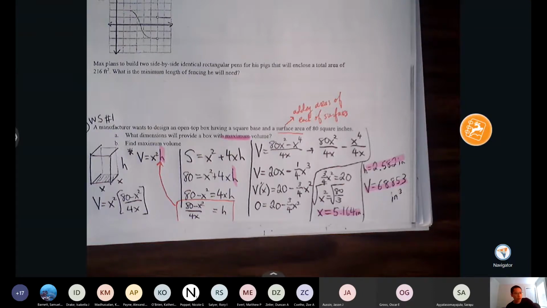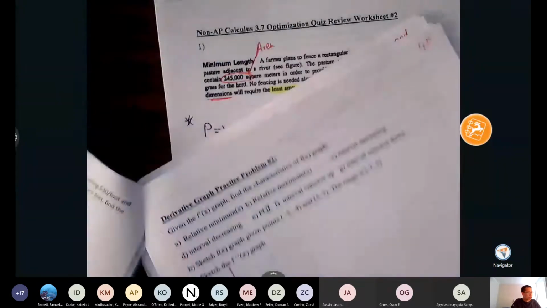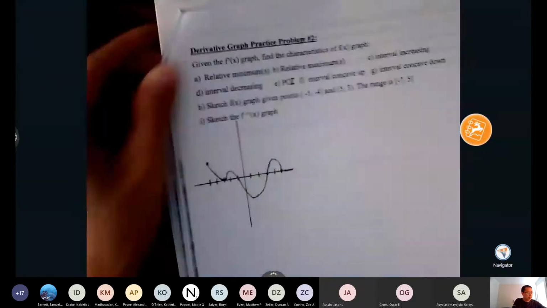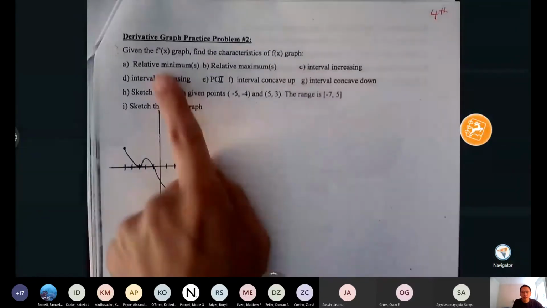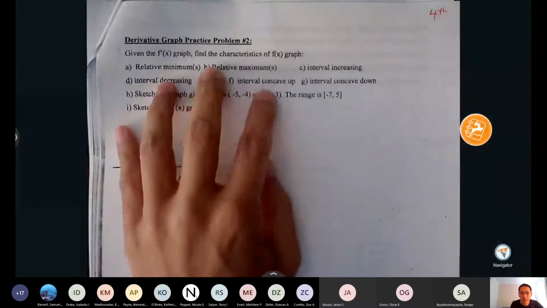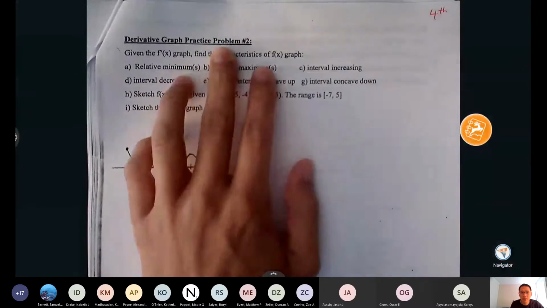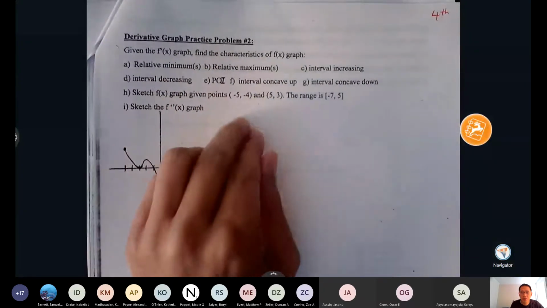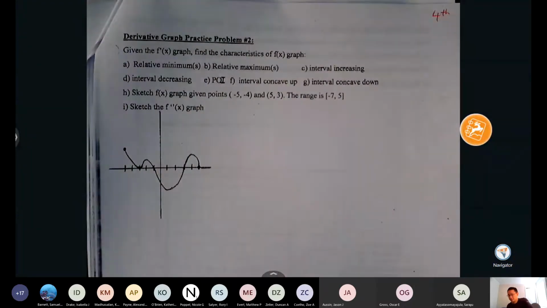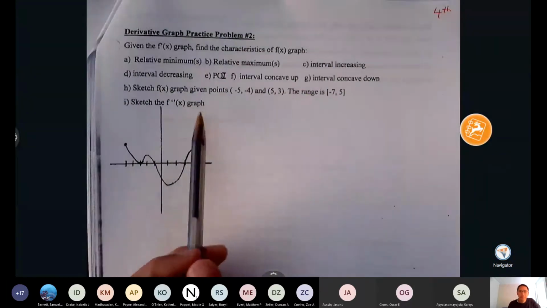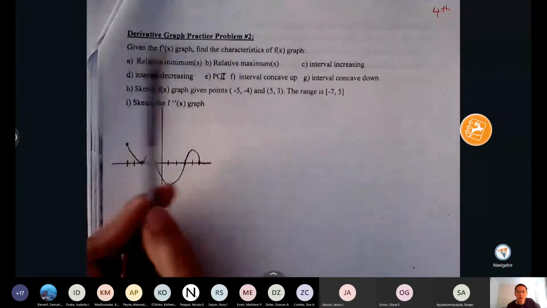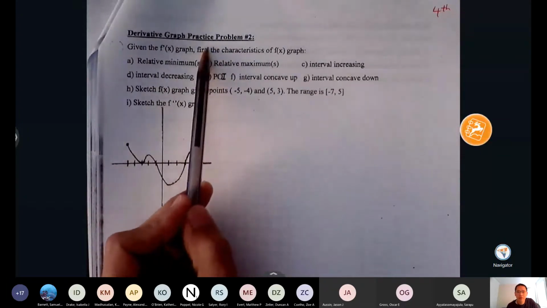Okay, let's move on to our other worksheet, which is on that second link under Today, Monday, on my website. And let's do a derivative graph problem. So you'll see a problem like this, very similar. Let's go through each of the steps, make sure you're comfortable with this type of problem. Okay, everybody have this in front of you? Everybody know where to look to find this?